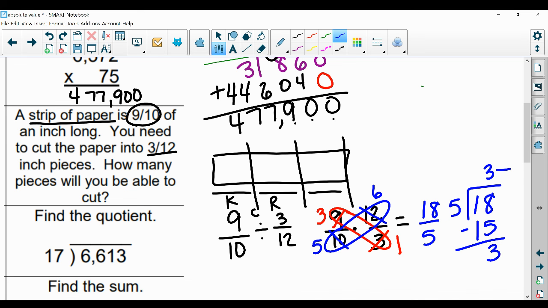I have to put it in fraction form. My remainder goes on top. My outside number is my denominator. And there's my answer. So the question says, how many pieces will you be able to cut? Well, how many full pieces out of all this will you be able to cut? You'll only be able to cut 3 full pieces. So your answer is going to be 3.